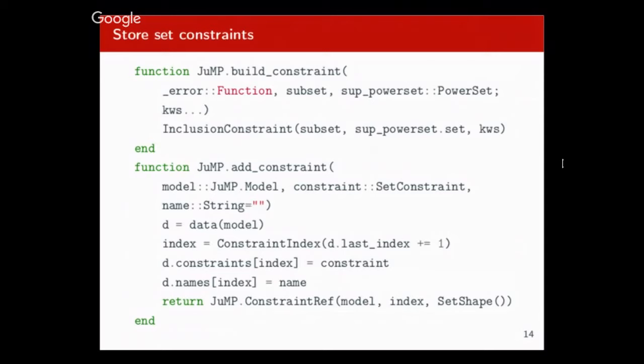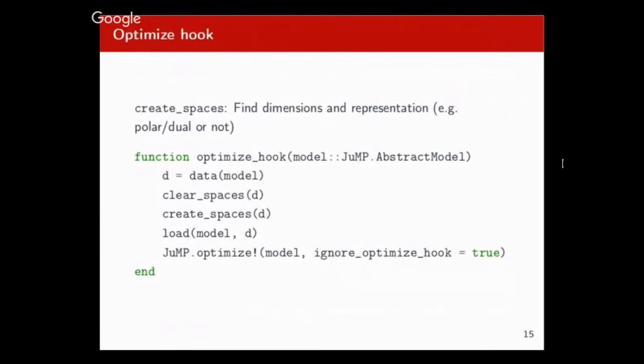But for this one, because we don't know yet how to represent the set, we just store it in some vectors, and then at the end we have an optimize hook. So when you call optimize on JuMP, we have set a hook, and so it will call us. What we do is clear space if there is already an optimizer which was called, and then we check the dimension of the ellipsoid, whether it should be polar or primal, and we actually create things. Then we load, so for all the constraints, we now transform them and so on. And then we call the JuMP optimize.